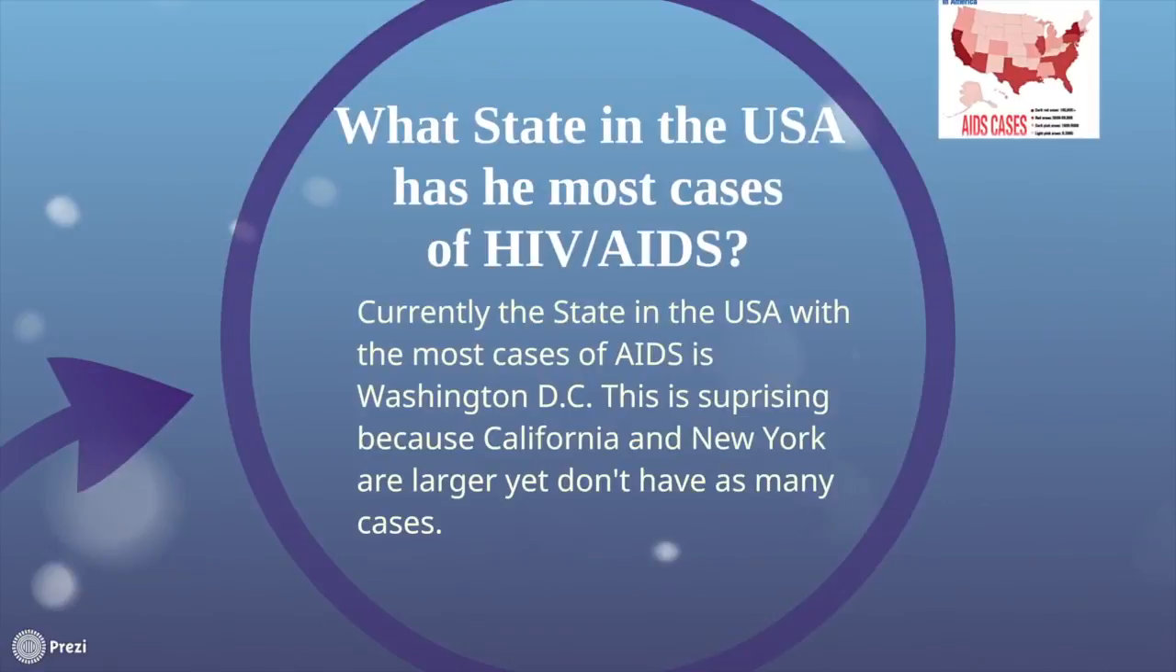What state in the U.S. has the most cases of HIV and AIDS? Currently, the state in the U.S. with the most cases of AIDS is Washington, D.C. This is surprising because California and New York are larger, yet don't have as many cases.